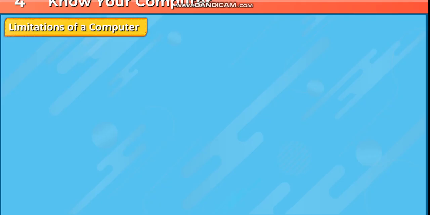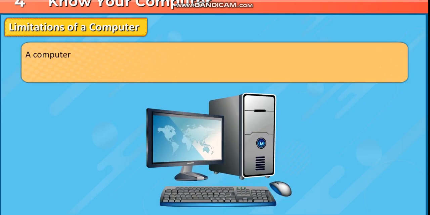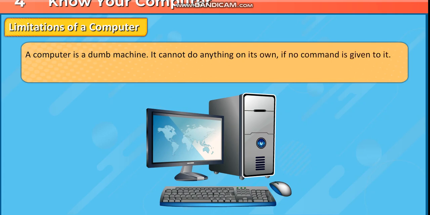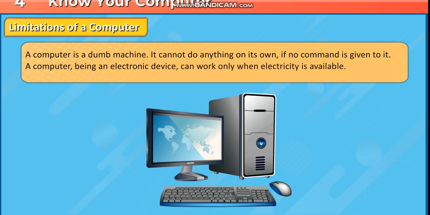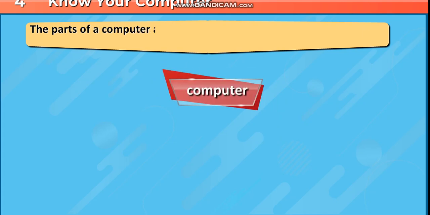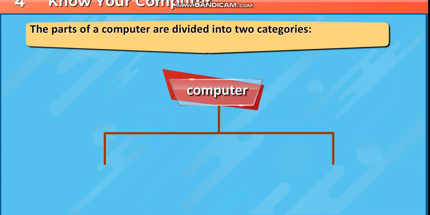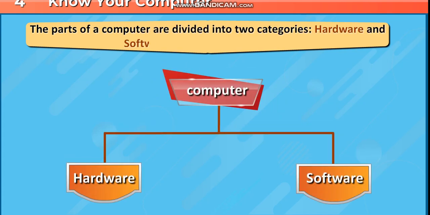Limitation of a computer. A computer is a dumb machine. It cannot do anything on its own if no command is given to it. A computer, being an electronic device, can work only when electricity is available. The parts of a computer are divided into two categories, hardware and software. Let's learn about them.